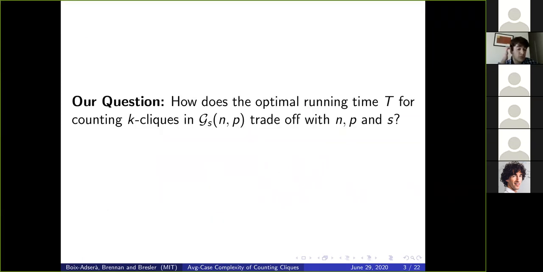So the question that we're going to ask is, how does the optimal running time for counting the number of K-cliques in an Erdos-Renyi hypergraph trade off with the number of vertices, with the density of the graph, and with the rank of the hypergraph? And in particular, how does it differ in this average case versus in the worst case?